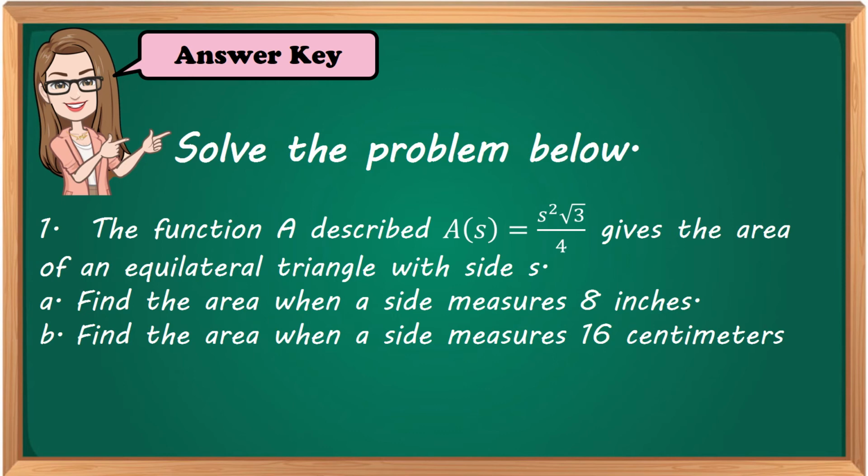And for the answers for our problem, we have, find the area when a side measures 8 inches. We have 16 square root of 3 square inches. For letter B, find the area when a side measures 16 centimeters. We have 64 square root of 3 square centimeters.